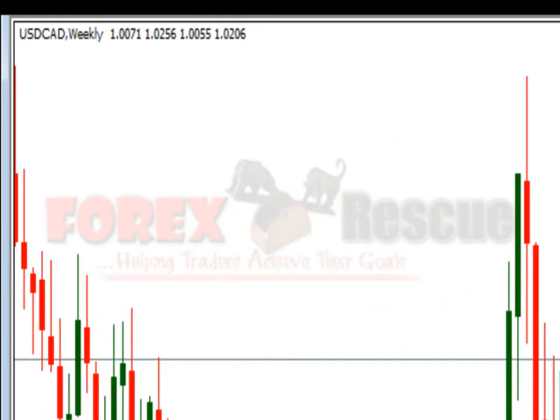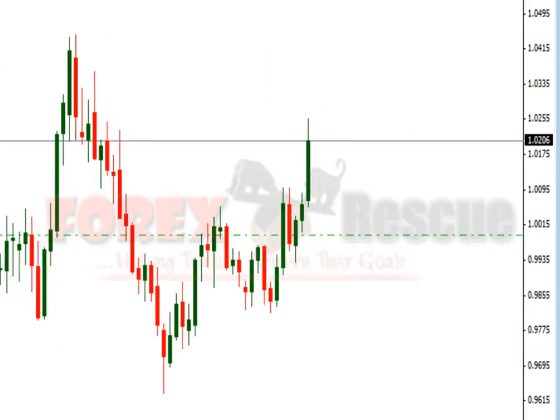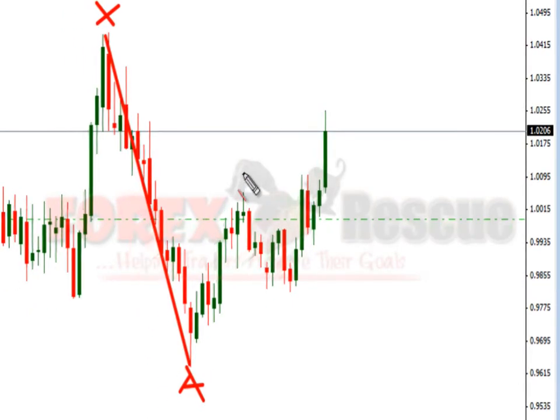On the USD CAD weekly time frame, there's the formation of what we call an emerging bearish Gartley pattern. Now let me demonstrate that to you here. So this is point X. X formed after this long bullish trend. Now this is point A. Now connecting them together, this is the XA leg. Now this point is what we call point B. Now connecting them together, this is what we call the AB leg. So this area is called point C. Now connecting together, this is what we call the BC leg.